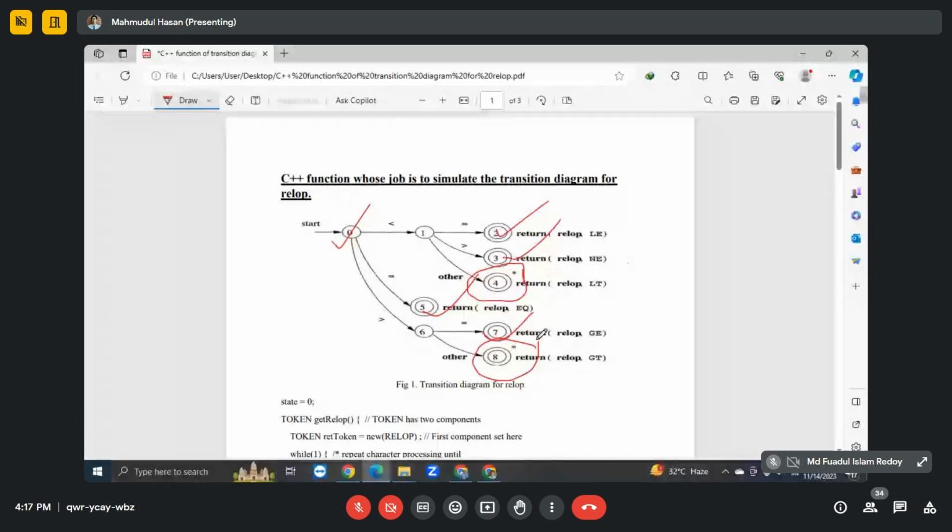So no need to write the whole code. It's enough to write the code of 3 states, and the 3 states are start state, final state without retake, and final state with retake.